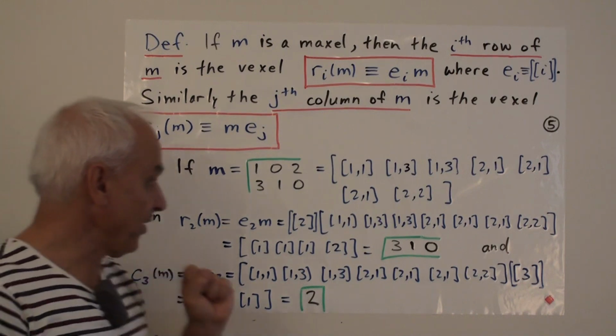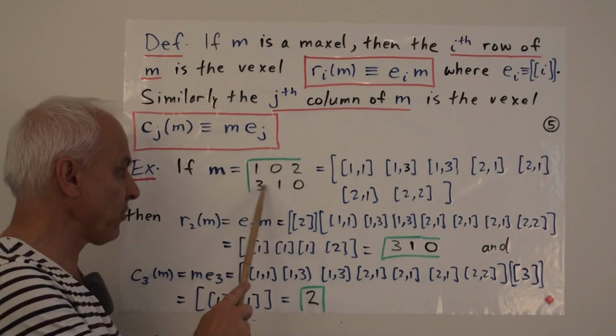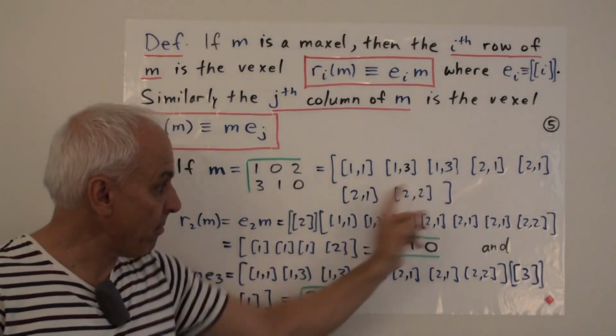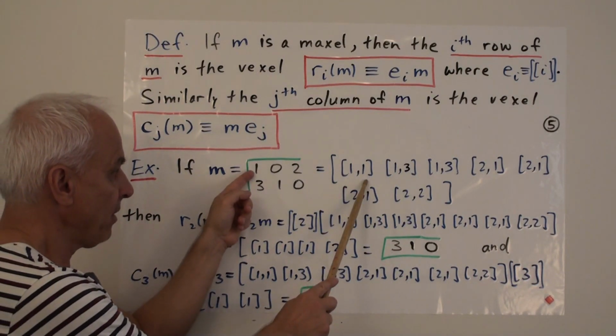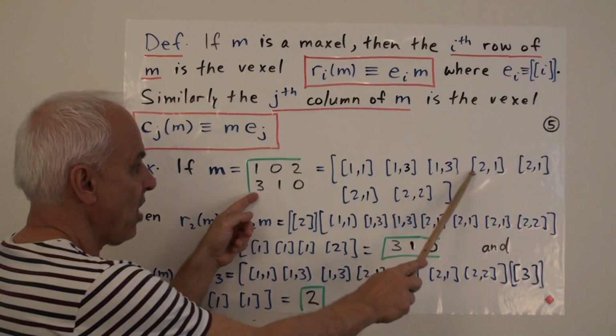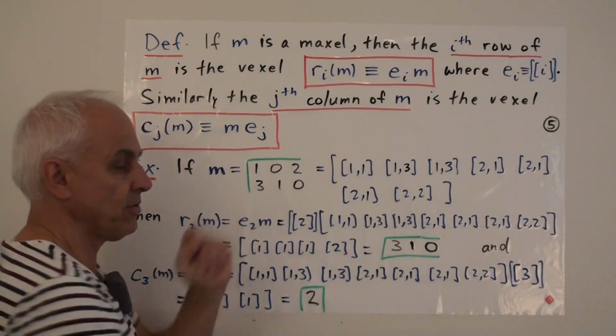Okay, so let me illustrate this with this example. So here is a maxil M, 1, 0, 2, 3, 1, 0. And this is really the following multiset. Okay, it contains the pixel 1, 1, 2 copies of the pixel 1, 3, 3 copies of the pixel 2, 1, and 1 copy of the pixel 2, 2.